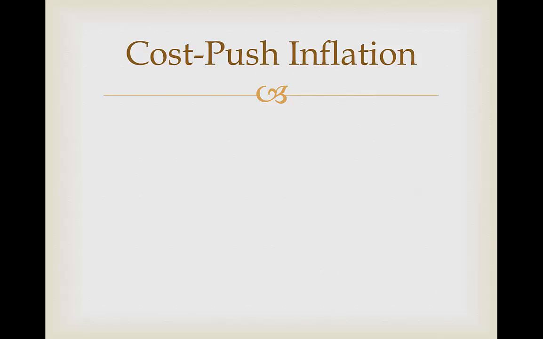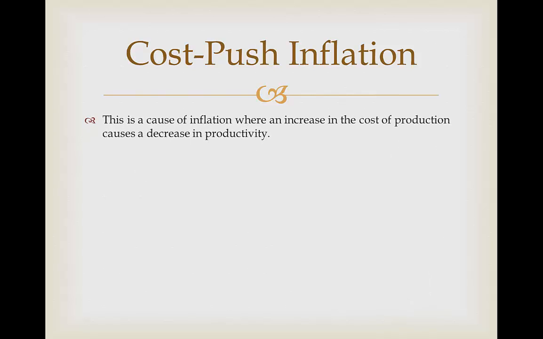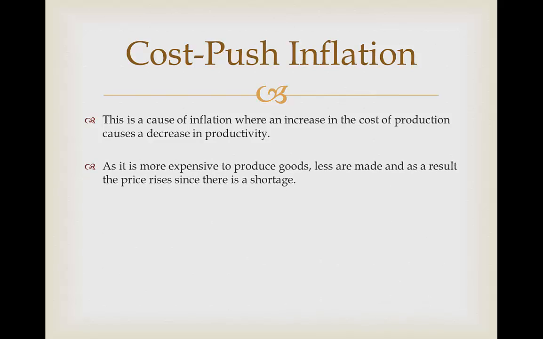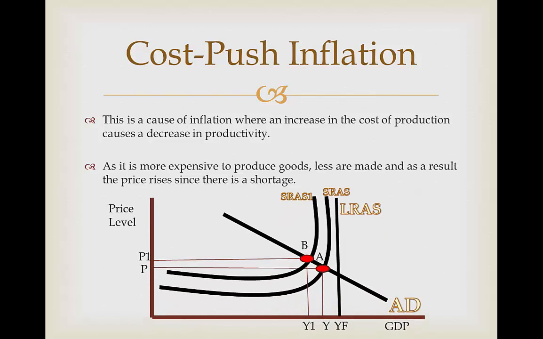Cost push inflation is another form of inflation, and this is a cause of inflation where an increase in the cost of production is going to cause a decrease in productivity and prices to rise. As it's more expensive to produce goods, fewer goods are going to be made, and as a result, the price is going to rise since we have a shortage. This is shown by the graph here. As we shift from point A to point B, our SRAS is going to shift because a determinant of SRAS is the cost of production, and this is what originates the cost push inflation. We can clearly see that we're going to have a change in the price level from point P to point P1.